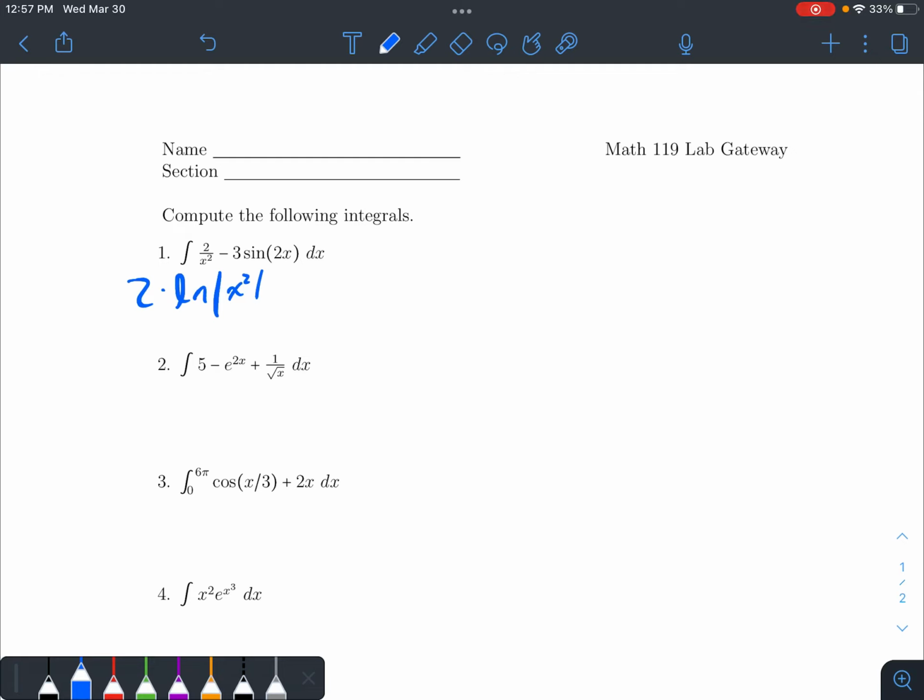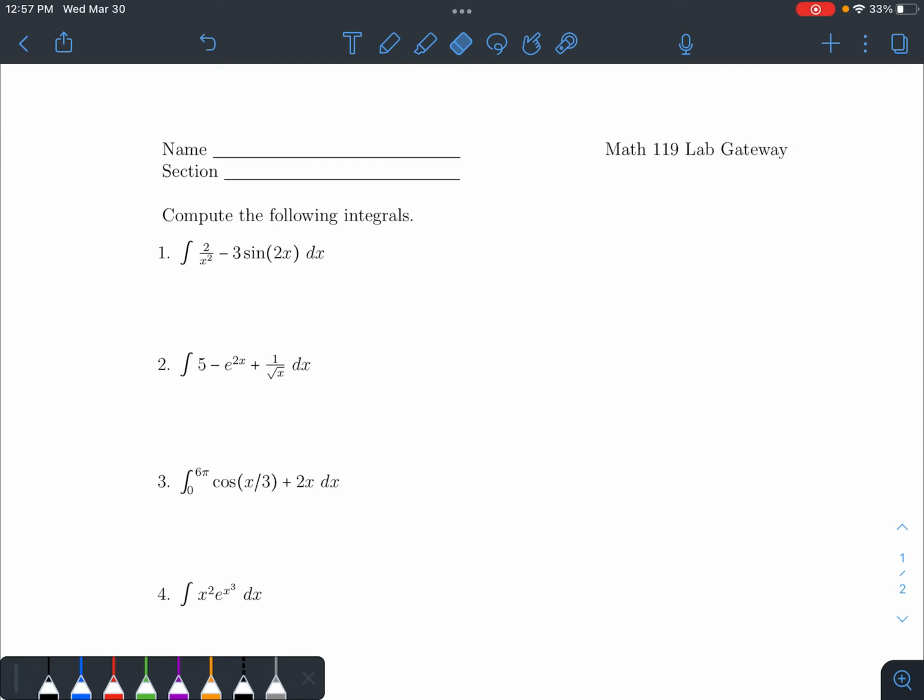This is not the right antiderivative, because the derivative of ln of x squared is 1 over x squared times the derivative of x squared, which is 2x. And so this is not equal to 1 over x squared, it's equal to like 2 over x. So you're getting the wrong derivative.